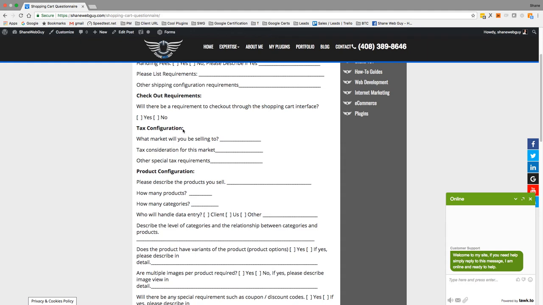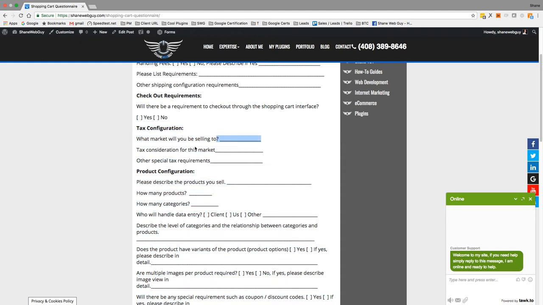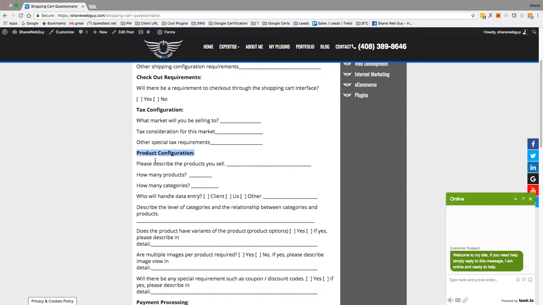So let's go with tax configuration. What market would you be selling to? Tax considerations for this market. Other special tax requirements. So it's good to list these out. That's per the laws of the destination and a lot of times where the company's located. Product configuration.